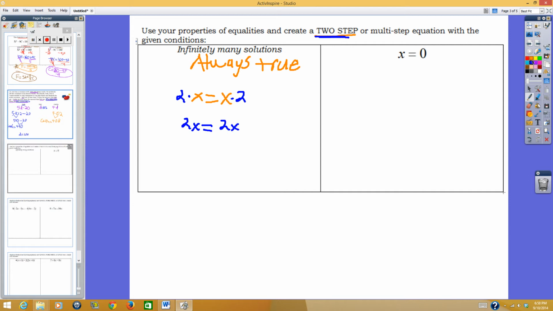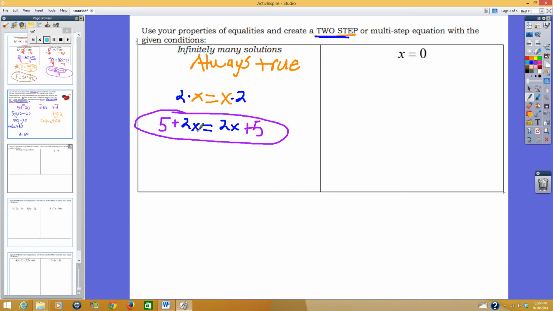That's a 1-step equation, right? Because I've done one thing to it. Now let's say I want to add 5 to each side. And that's it. That's a 2-step equation, guys. That's always true. 5 plus 2x will always equal 2x plus 5. You have the exact same thing on both sides.